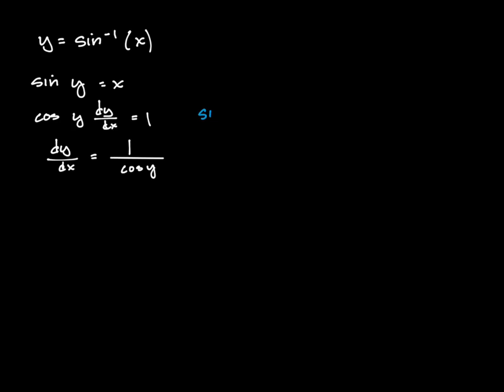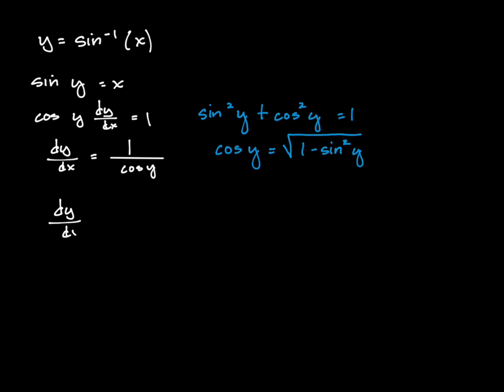So let's use the Pythagorean identity sine squared y plus the cosine squared y equals 1. We're going to solve that so that we isolate the cosine. So we'll subtract sine squared y from both sides and then take the square root. We get 1 minus the sine squared y under the radical. I can now substitute that back into the original derivative.